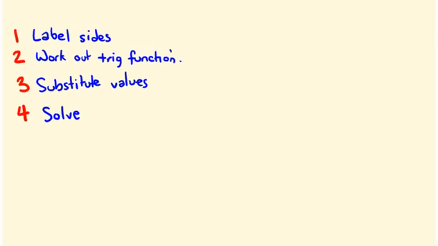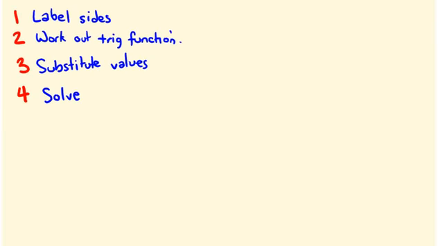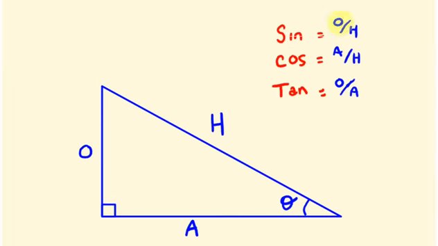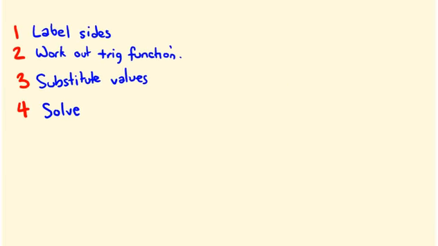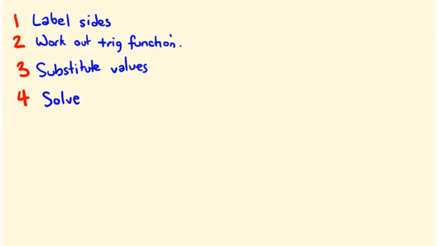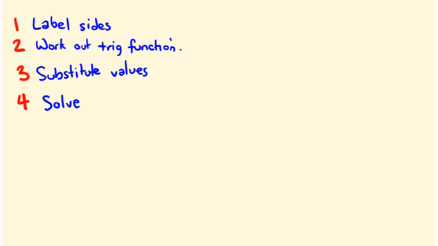So first off, I'm going to put a list of rules I reckon we are going to follow when we solve these. First off, for our particular problems, we're going to label the sides. We'll then work out the trigonometric function, which one of these particular ones we're doing. And then we'll substitute values in and solve our equations. So let's do this right now.